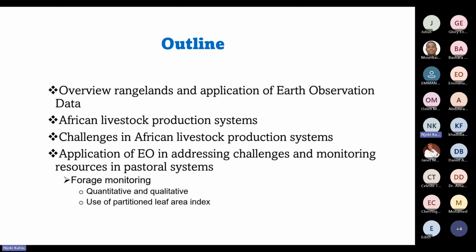So my presentation will provide an overview on rangelands and how all these things add up in terms of Earth observation data. I felt it necessary also for us to look at the African livestock production systems because this is where our work is geared, and in some areas we have some strengths in terms of the data that we are using, and in some areas we don't have the capacity.